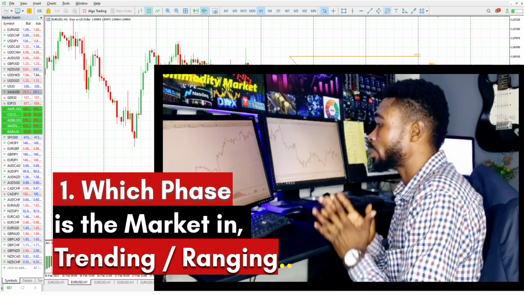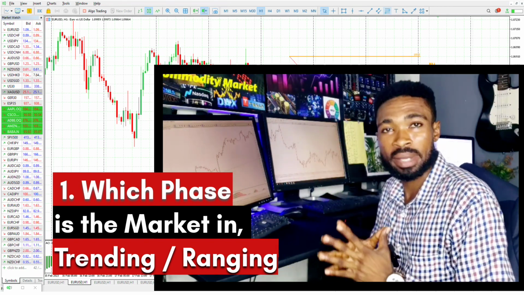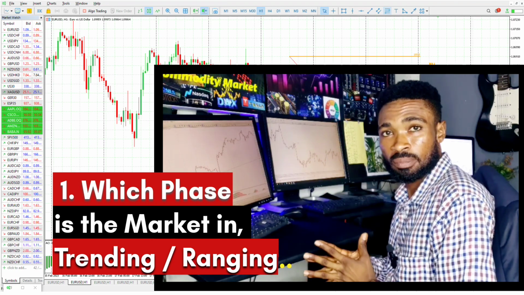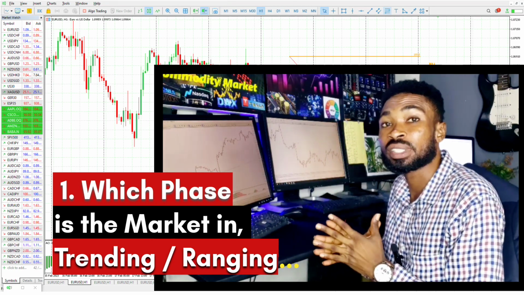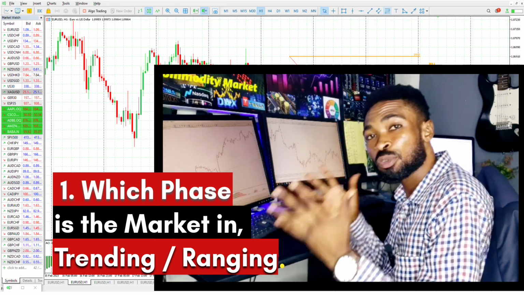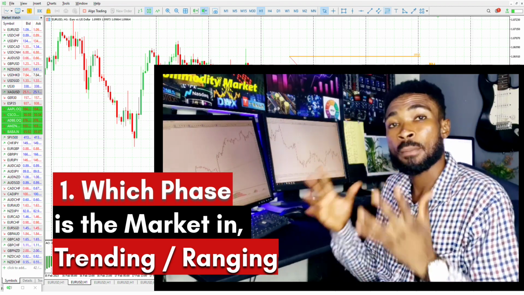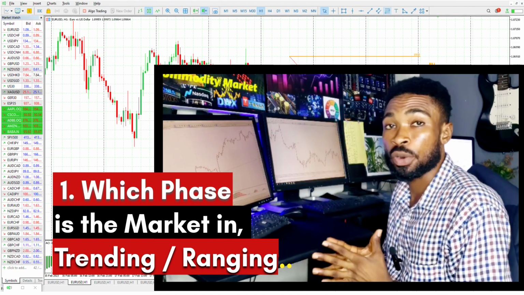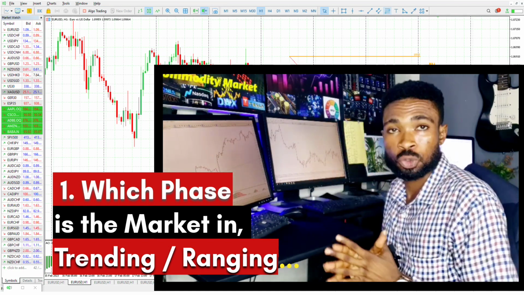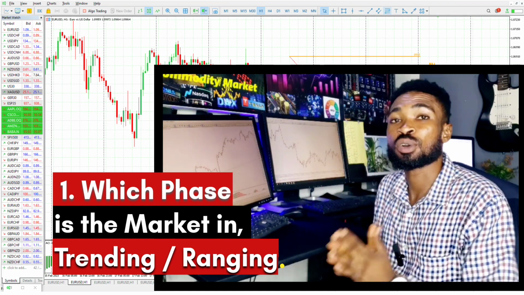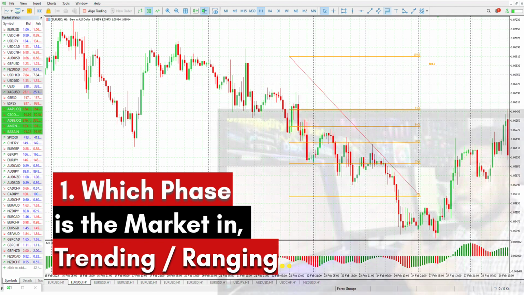Which phase is the market in? Which phase am I ready to trade? You must ask yourself these questions before you even think of opening the chart. Am I ready to trade trend following? Am I ready to trade reversals, or am I ready to trade breakouts? You must think about this before you even think of opening the chart. That's the first thing.